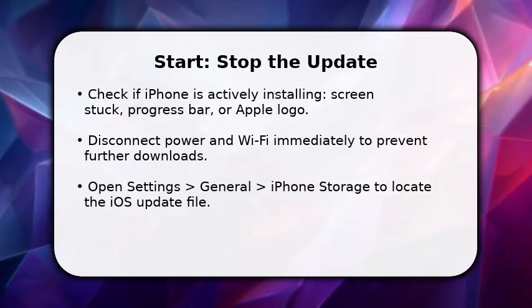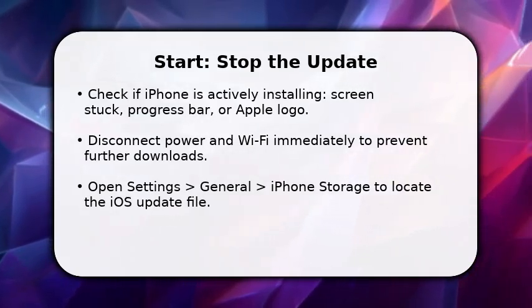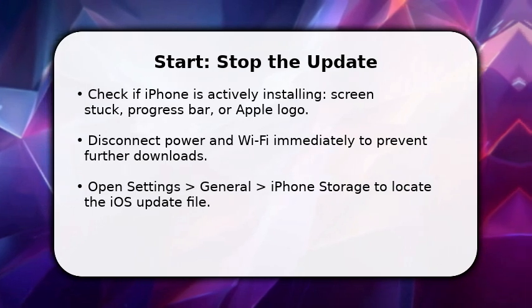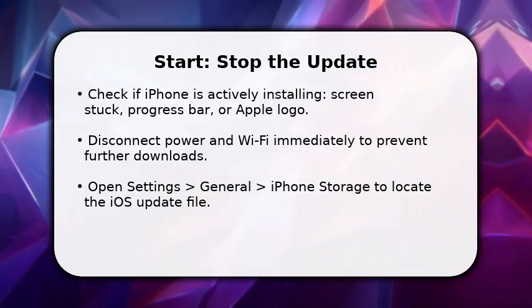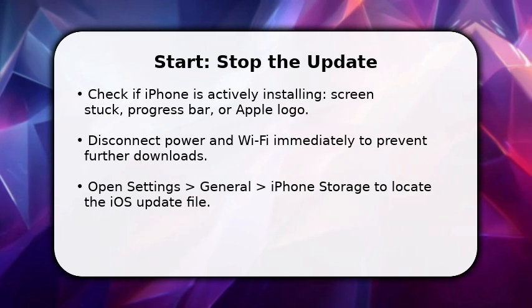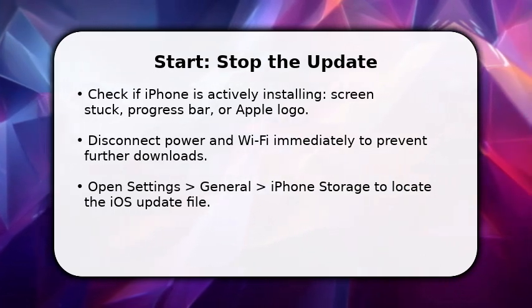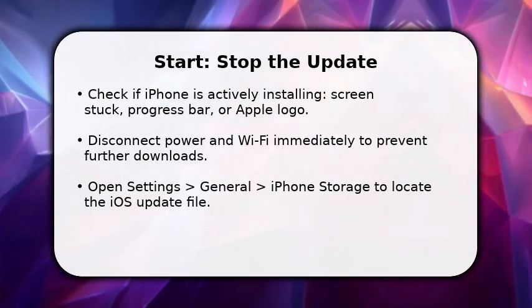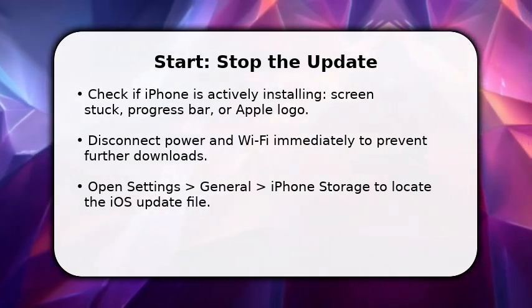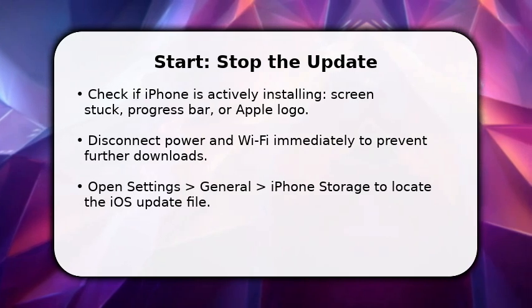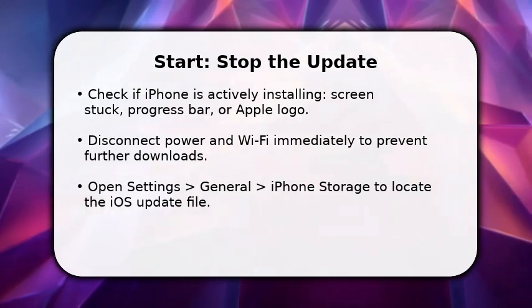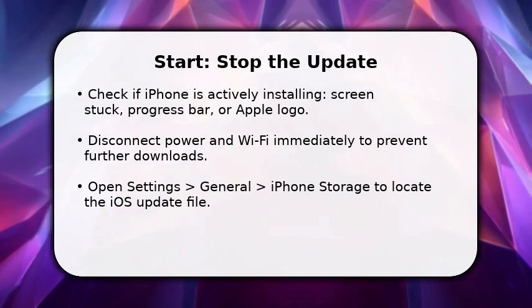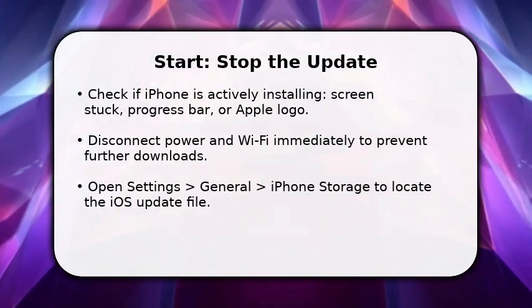You need to act fast. If the install has started, disconnect the charger and turn off Wi-Fi to halt network activity. Next, go to Settings, General, iPhone Storage, and look for the iOS 26 update file so you can remove it. Once you find it, use Delete Update to stop automatic reinstallation. This prevents the device from continuing to apply the package. Make sure to keep the screen awake, so the remove action completes without the phone sleeping or locking.